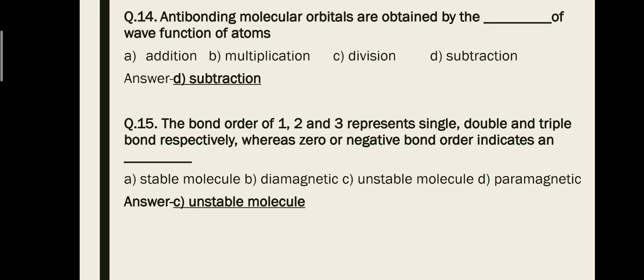Subtraction. Question number 15. The bond order of 1, 2 and 3 represent single, double and triple bond respectively, whereas 0 or negative bond order indicate a, option A. Stable molecule, option B. Diamagnetic, option C. Unstable molecule, option D. Paramagnetic. The correct answer is C. Unstable molecule.